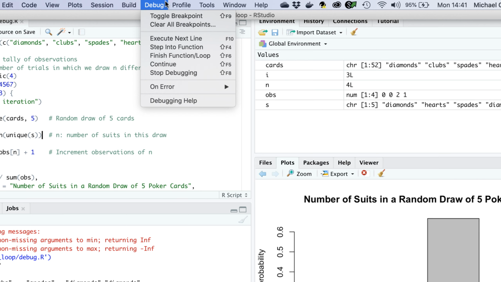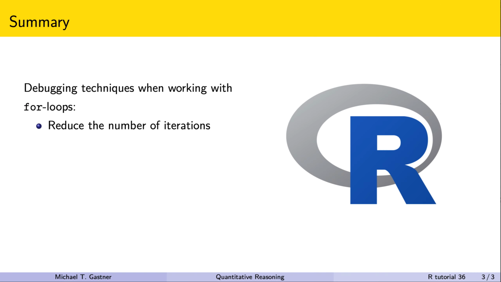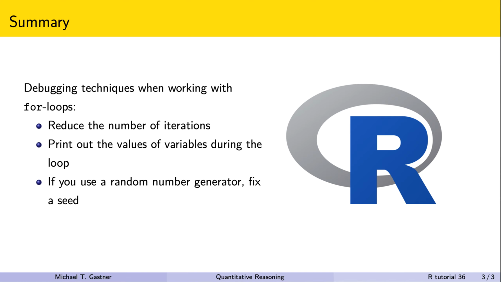In summary, I recommend the following 3 basic techniques as an effective first aid kit. Reduce the number of iterations. Print out the values of variables during the loop. If you use a random number generator, fix a seed so that outcomes are reproducible. In the last 2 tutorials, we learned how to work with for loops. They are code elements to influence the control flow, that is, the order in which commands are executed. Next time, we learn another tool to regulate the control flow, conditional statements.